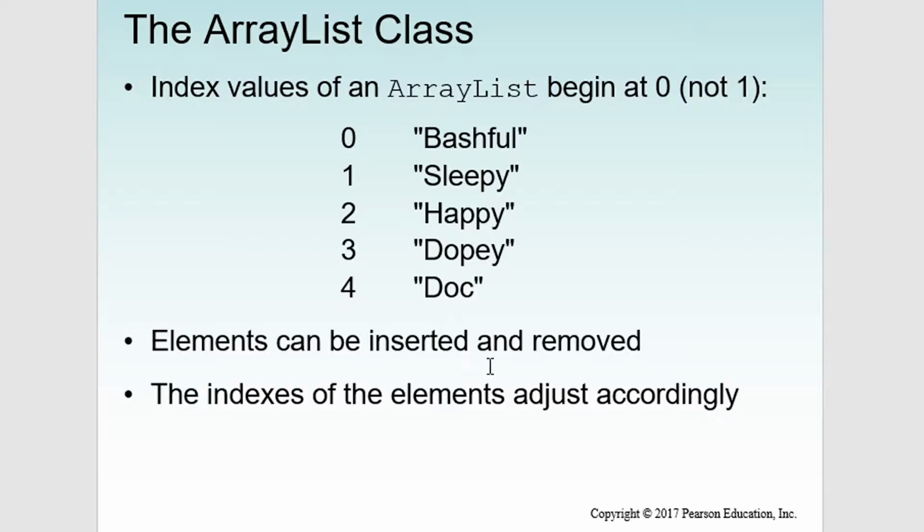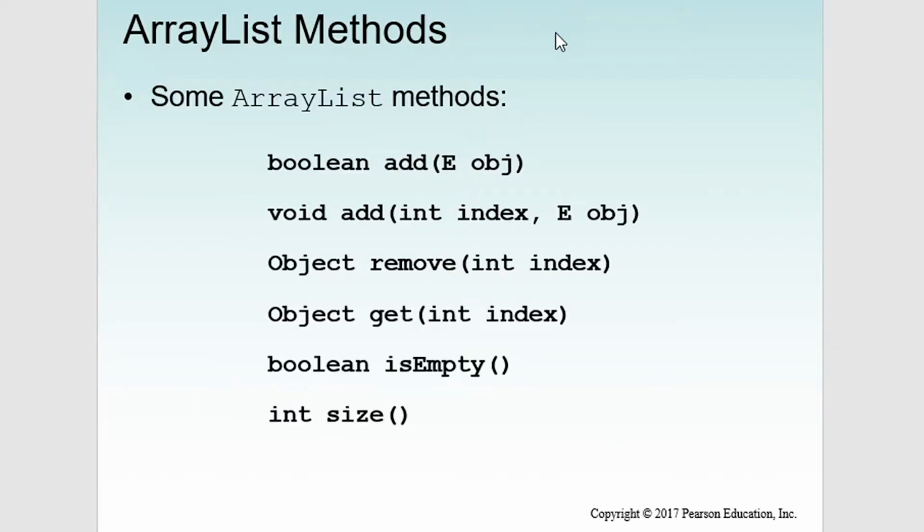Elements can be inserted and removed. The indices of the elements adjust accordingly. So here are some methods on the ArrayList. We have the add method, and we have another add method. In this other add method, you specify the index of where you want to add the object. You have the remove method. You have the get, you pass in an index and you get the object out. Then you have isEmpty. It returns true if there are no items in the ArrayList. And you have size, which returns an int, which indicates the number of items you have in your list.